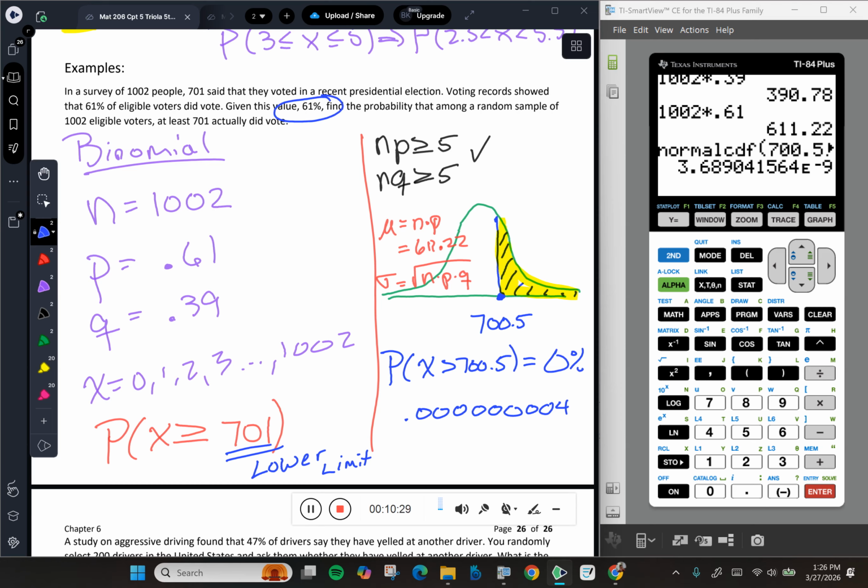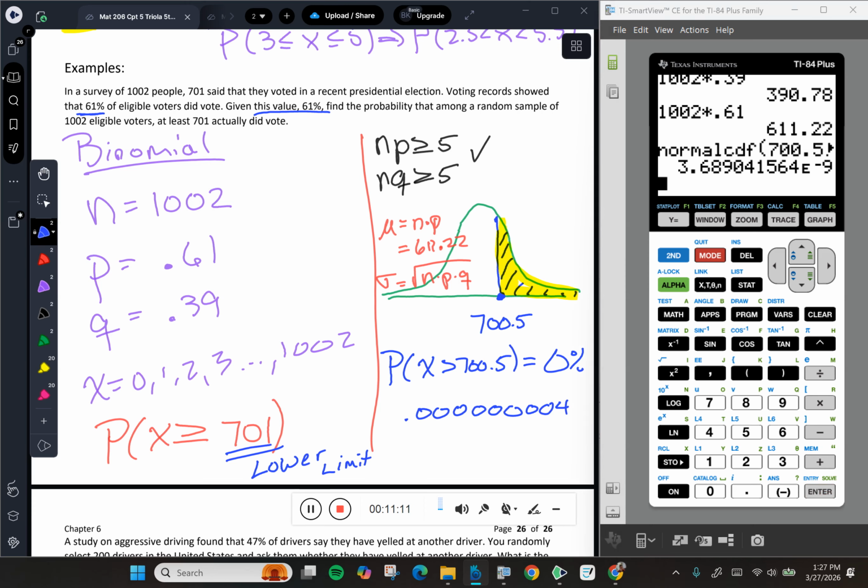Remember where we talked about someone making a claim, gathering data to test that claim? The claim here would be that that 61% is true. And if we assume that this value of 61% is true, then what does our data show? Does our data support that claim being true? Or does our data not support that claim being true? Because if our data supported that claim, then getting a sample with 701 people voting should not be a rare event. And this looks exceedingly rare. And there's not an error in our math here. That is the actual correct answer for this problem.